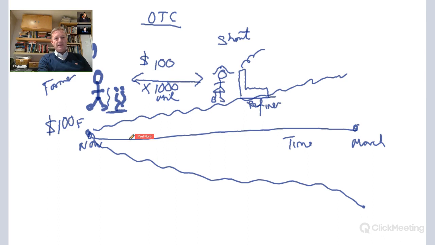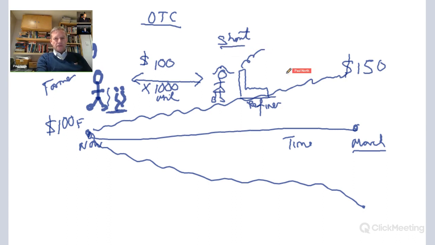Now, as time goes by, what can happen is that the world prices, local prices can rise and fall. In this scenario, let's imagine when we get to the month of March, prices have risen to 150 in this scenario.